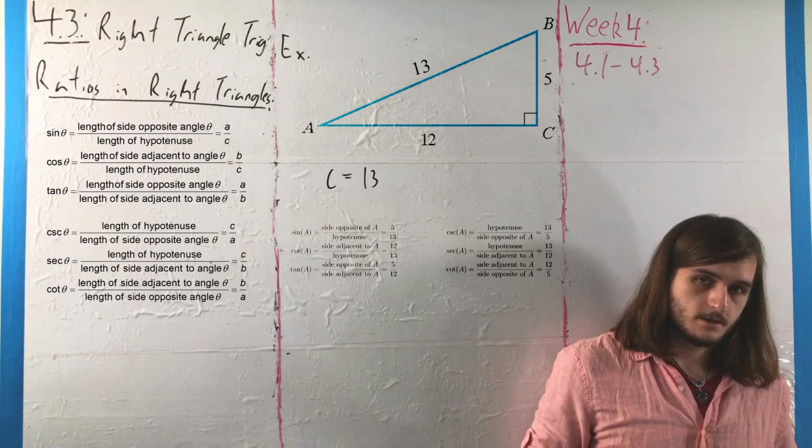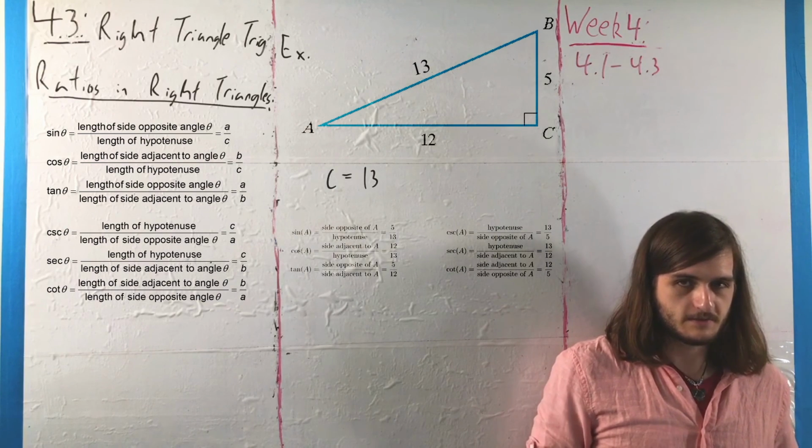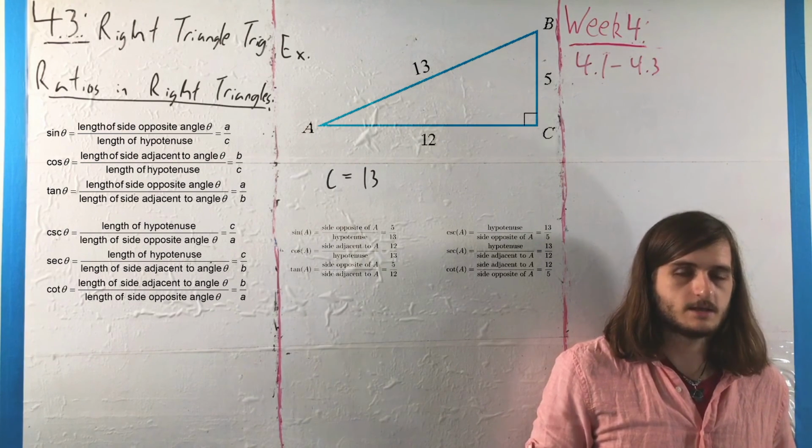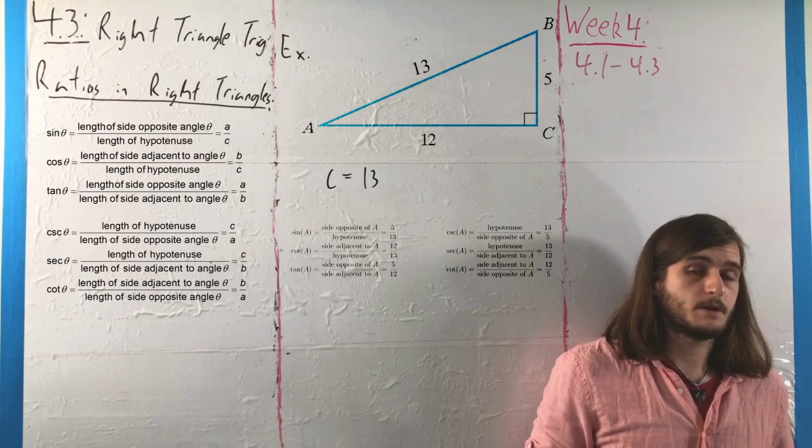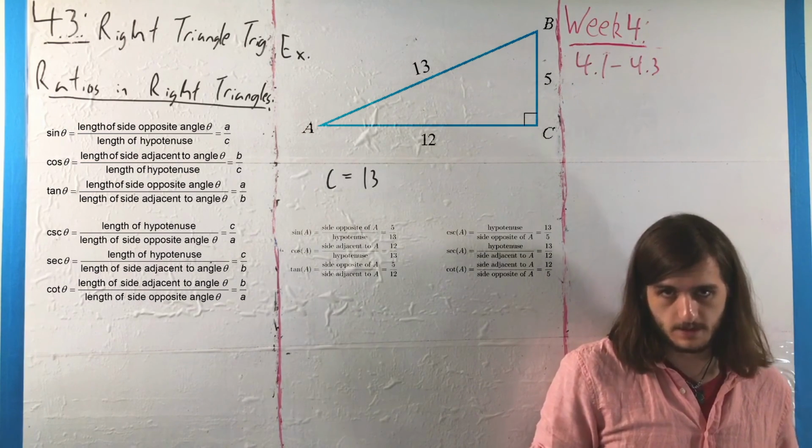But next, we're going to take this a little bit further and get some more general ideas for what happens at special angles in terms of right triangles.